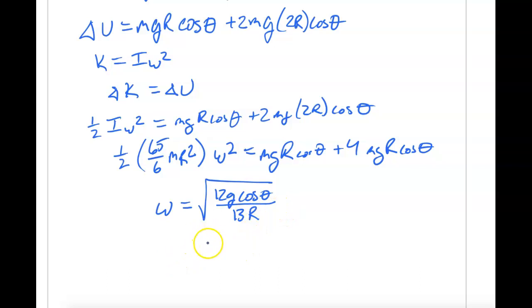So now what they want us to do is use the relationship between the two to find out what that linear speed is. So we know that linear speed, so that looks like a U, let's make it a V. Linear speed is equal to omega times r. And so here we're going to say linear speed is equal to the square root of 12g cosine of the angle over 13r times 2r.